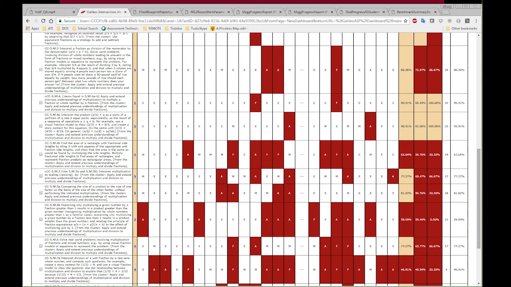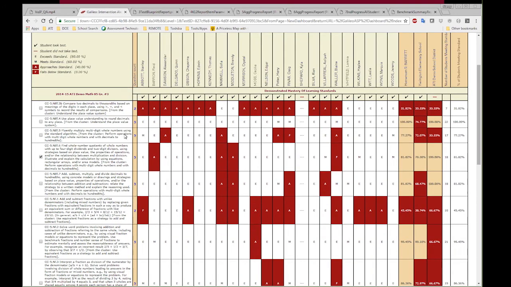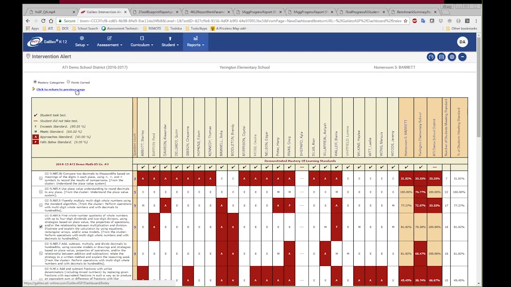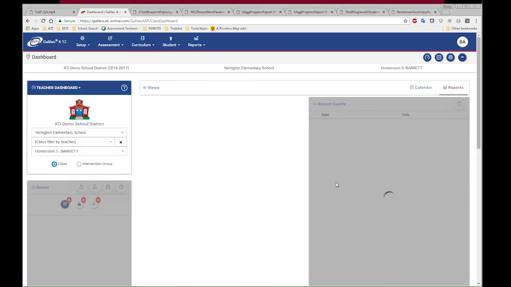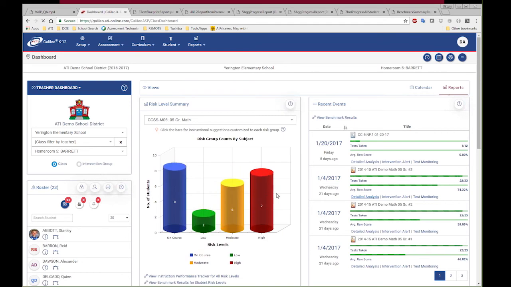fractions with unlike denominators. So I can look at how my instruction is being provided and how my students are responding to it in order to differentiate and fine-tune my instruction and plan my instructional days. So that's how the intervention alert works for standards mastery. We also have another report called detailed analysis, which lets you look at the individual item standards to see how your group of students have responded to individual items.